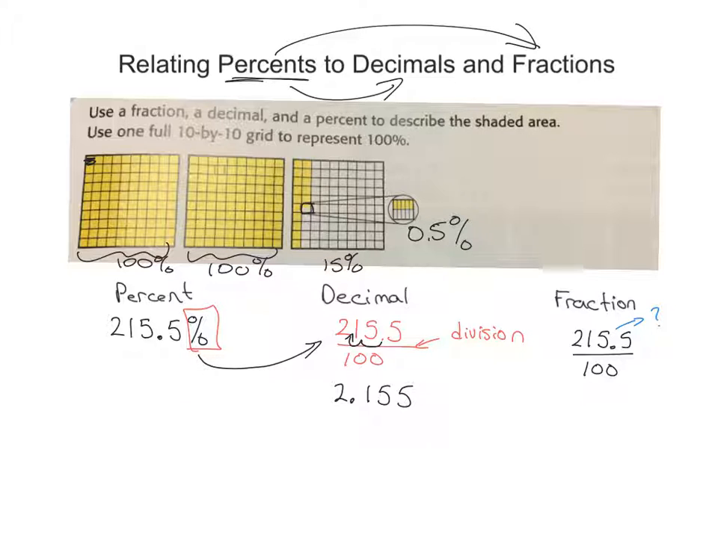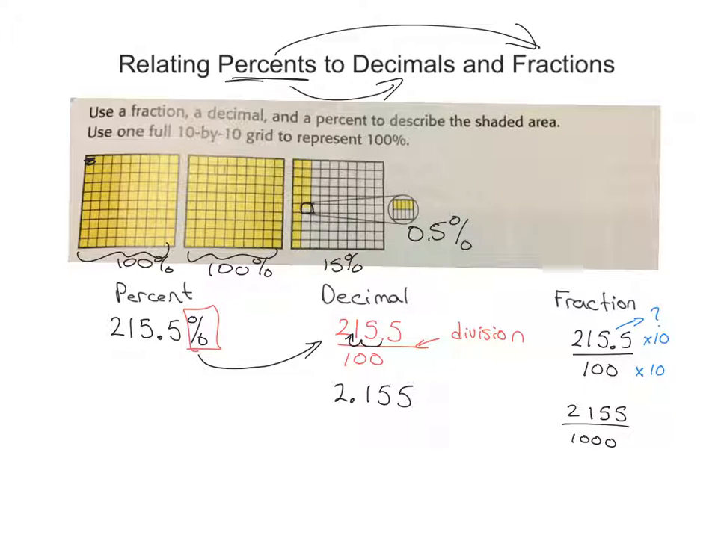So we want to do one extra step here to get rid of that decimal. If I've got one decimal place, I can simply multiply the top by 10 to get rid of that decimal place. That would give me 2,155 on top. But it's important to keep our fraction equivalent, in the same proportion, the same balance. We need to multiply the bottom by 10 as well. So we get 100 times 10, which is 1,000.